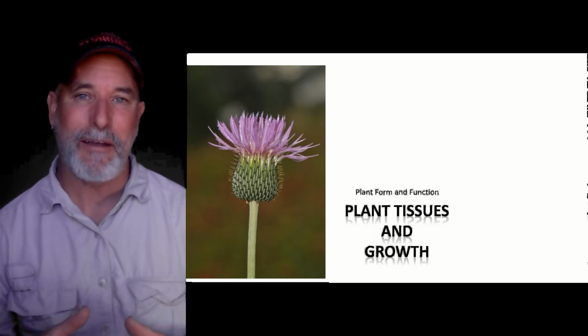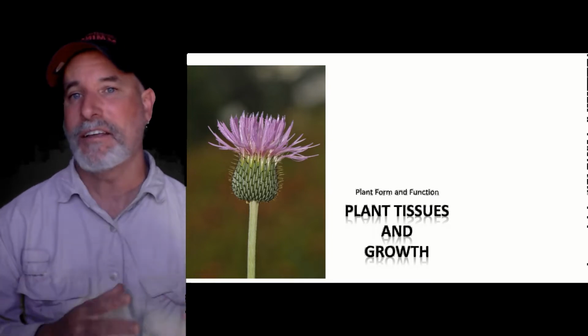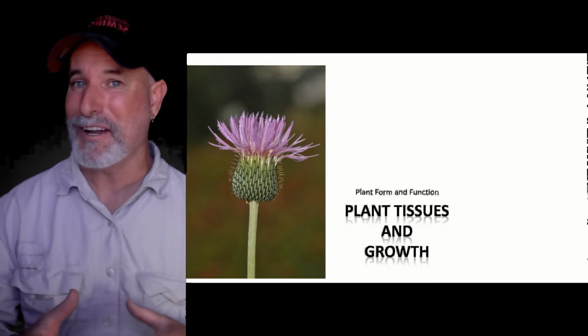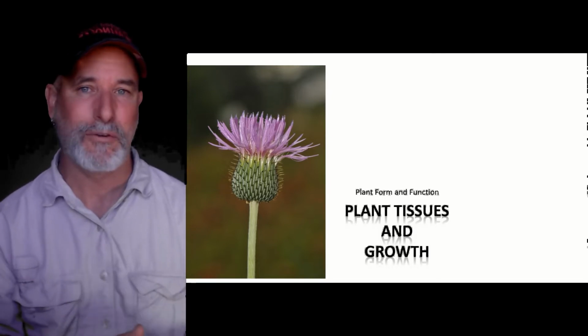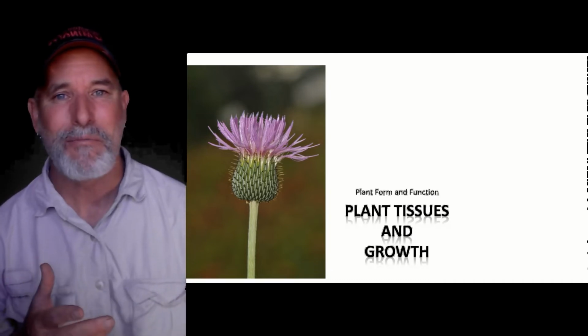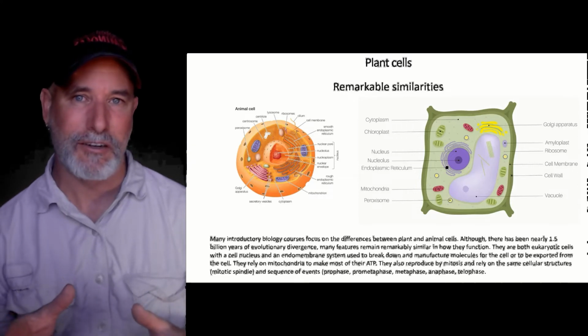So my goal today is to talk about the different types of plant tissues and how that leads into plant growth, because plants also have meristematic cells, which are like stem cells that differentiate into the different types of cells that form the tissues that form the organs of the plant. But before I get started, let's talk a little bit about plant cells.